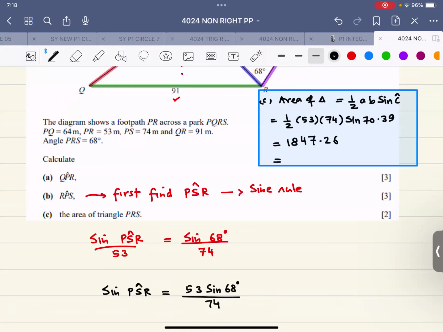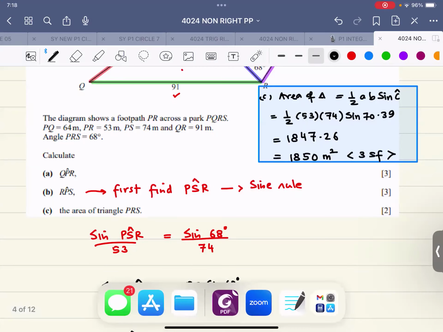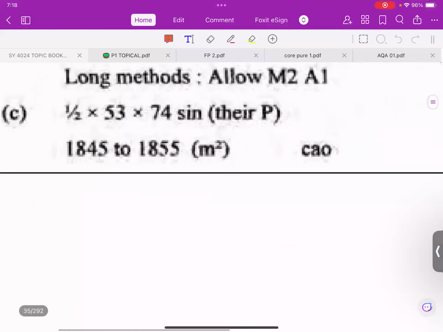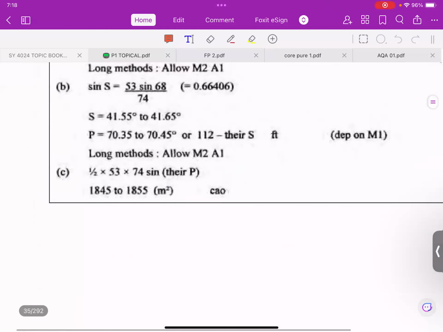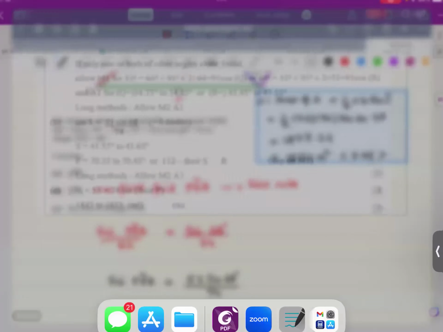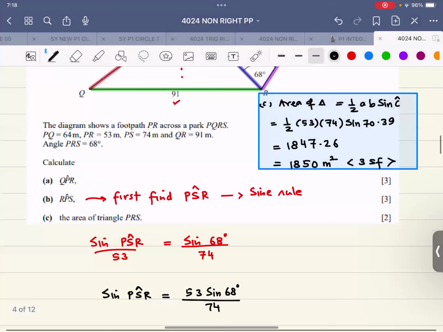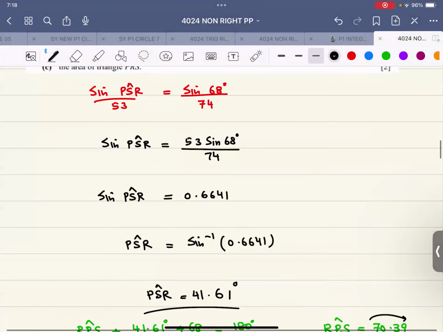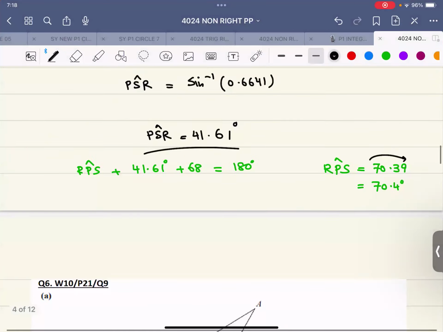1847.26. Let me correct to three significant figures. 1850. This is meter square, and this is given correct to three significant figures. Also, let's double check the answer right away. That is 1845 to 1855, and our answer is perfectly correct. So that is how this particular question related with sine rule, cosine rule, and the area formula is done.